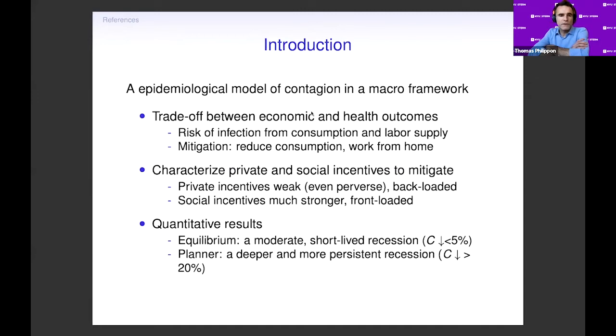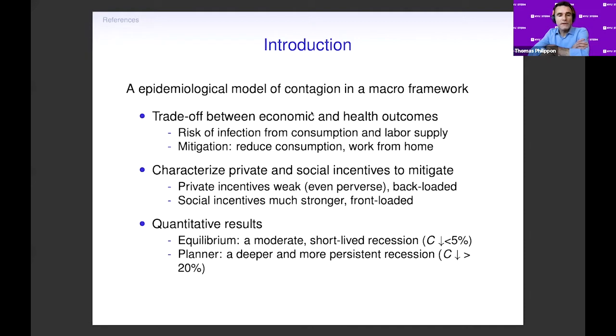So we're going to do it in a standard macro model where people choose their consumption and labor supply. But of course, the key thing is they understand there's an epidemic going on. Therefore, they understand that some consumption and going to work can be risky in terms of infections. So what they can do is they can stay home. That is, they can reduce the purchase of some goods and services. They can stop traveling. They can stop going to the store, at least not as often. In terms of labor supply, they can work from home as well. So we'll show that this is actually an important factor.